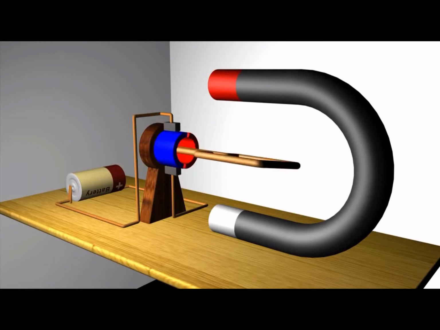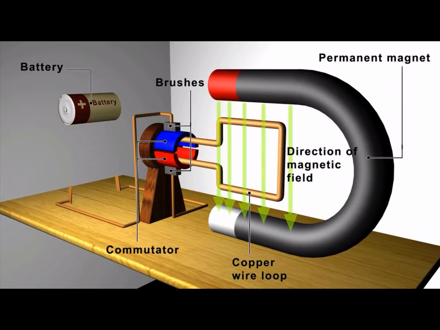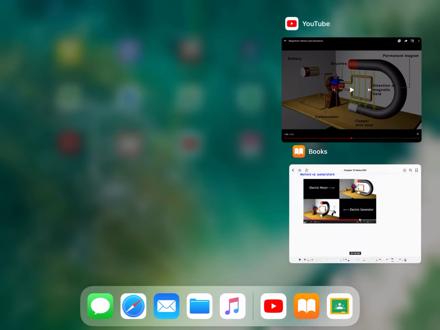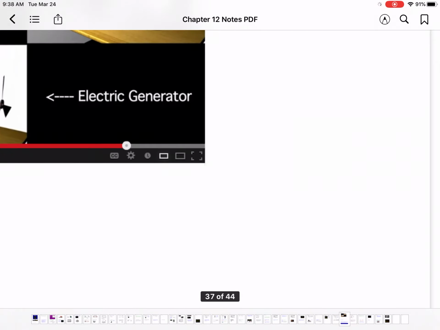If we change the direction of the battery, we change the direction of the spin. Now, when we pass current through the circuit, this creates a magnetic field around the wire. So these brushes, I'll just do it over here.